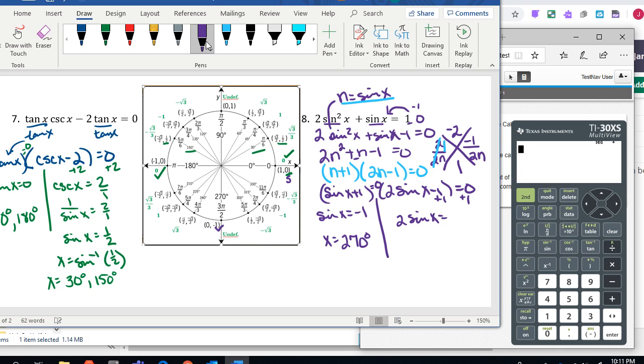Other side, let's add 1 to both sides: 2 sine of x equals 1. Divide by 2. I get sine of x is 1/2. Now, I'm just going to go ahead and look for where sine is 1/2. Sine is positive 1/2 here at 30, and it's 1/2 at 150, and that's what I need. So x is equal to 30 degrees and 150.